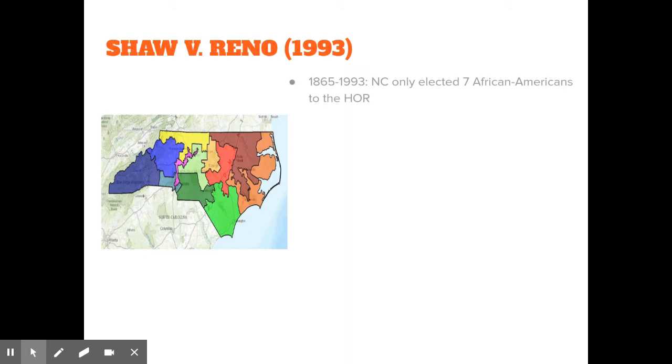So this controversy stems from North Carolina, and the backstory is that North Carolina, for a large portion of its history, really didn't have a diverse representation in the House of Representatives. In fact, between 1865 and 1993, North Carolina had only elected a total of 7 African Americans to the House of Representatives. In 1990, there were 0 African American representatives from the state of North Carolina, despite the fact that African Americans made up more than 20% of the entire North Carolina population.